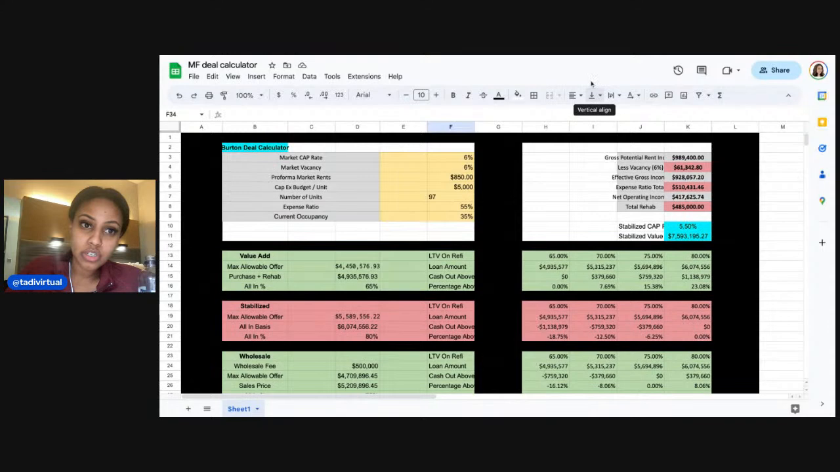I'm going to stop sharing for just a second and answer some questions really quickly, and then get the next property ready. So I'm going to stop sharing this calculator real quick while I get the details for the next one.